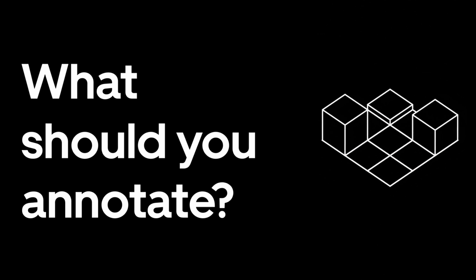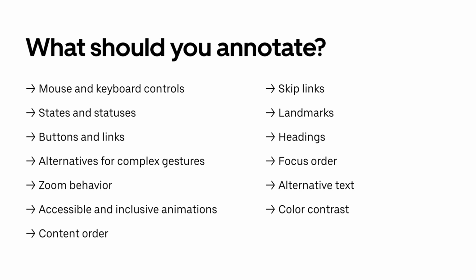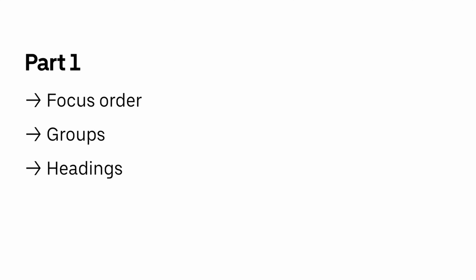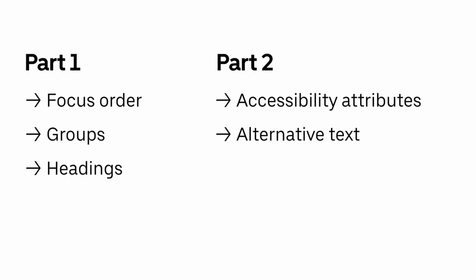So what should you annotate first? There are plenty of accessibility annotations you can start off with. Any of these are great to include as part of your design annotations, but it can get really overwhelming. So here's what we'll cover. This screencast will solely focus on a beginner level of how to document the screen reader experience of iOS and Android native applications. This screencast is divided into 2 parts. Today's part 1 is learning about what a focus order is. Then we'll go over groupings and headings. And then for part 2, we'll cover accessibility attributes and alternative text.